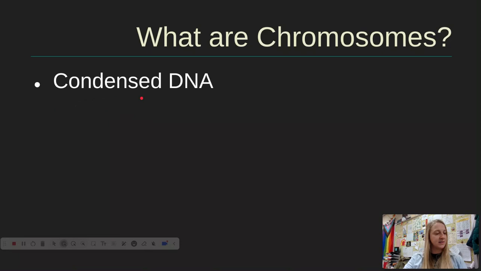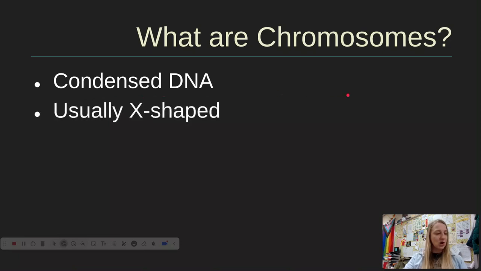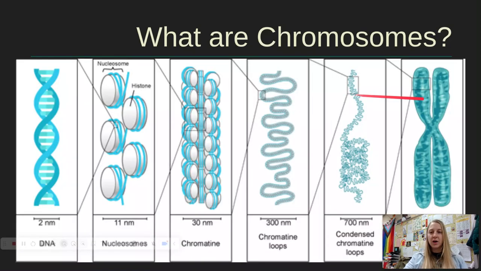It is condensed DNA. Usually these are X-shaped. This is more information than you need to know, but this sort of just shows the layers and organization inside of your chromosomes. Honestly, your chromosomes are more organized than I am. I don't know about you, but this is way more organized.